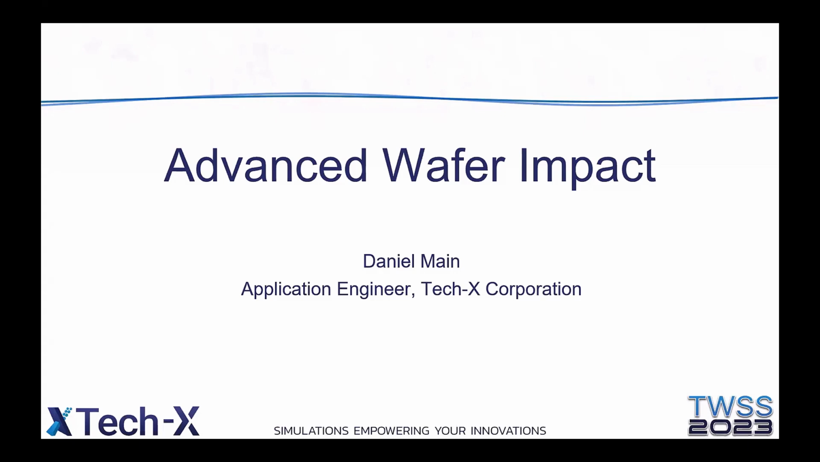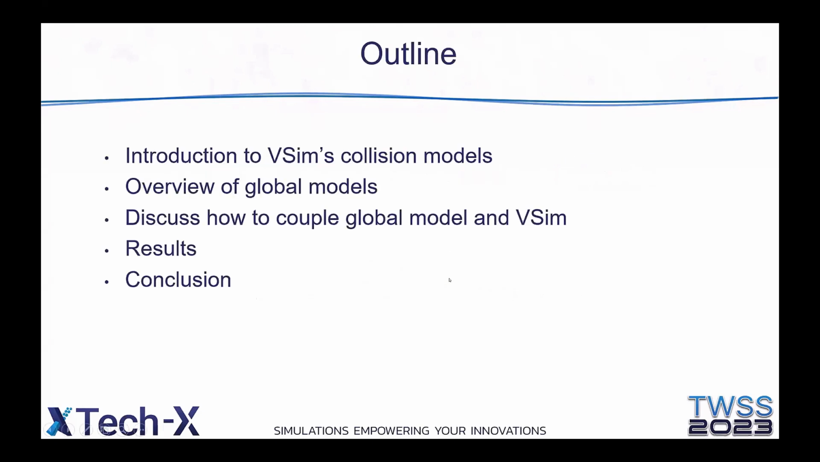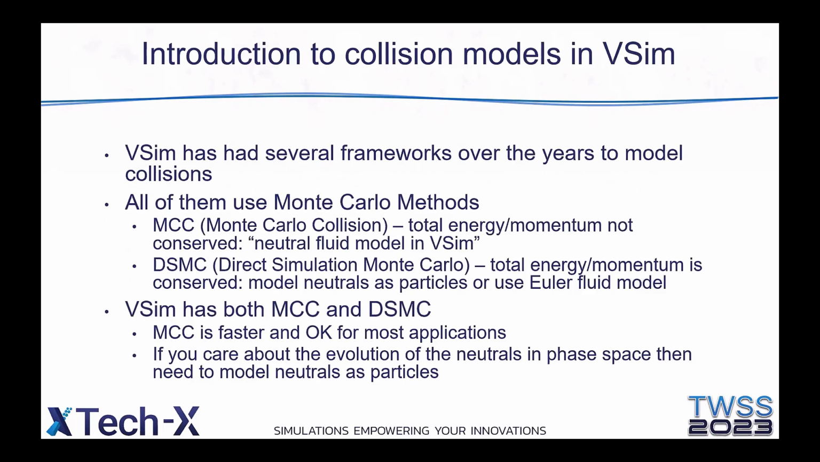And so this effort is our attempt to start adding more complex chemistries into the simulation. So here's a brief outline. I'll just briefly talk about VSim's collision models. I'll then give an overview of global model. I'll discuss how to couple global models into VSim. Then I'll look at some results and finally the conclusion.